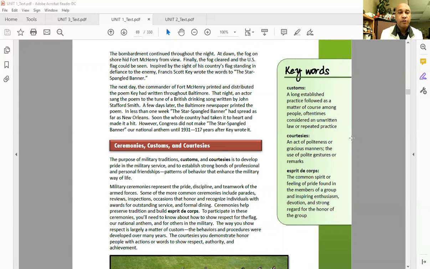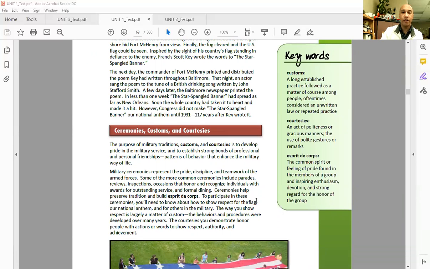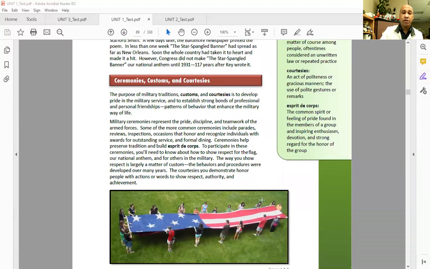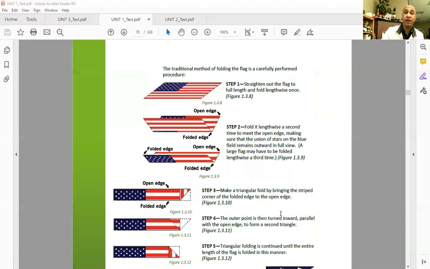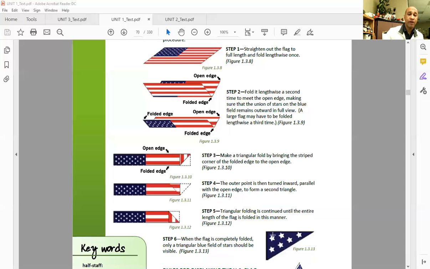You need to know about your customs and courtesies. You've got to know what esprit de corps is. Look, you've had videos. I told you to watch how to fold the flag. I talked about folding the flag. You know the importance of it. Guys, I'm probably going to ask you when the flag is fully folded, how much red is shown.